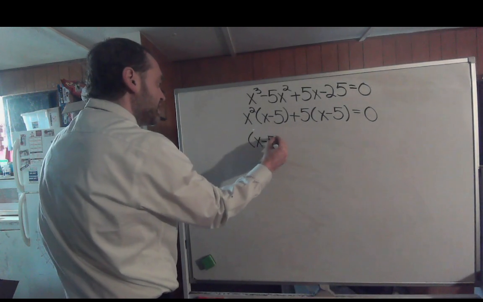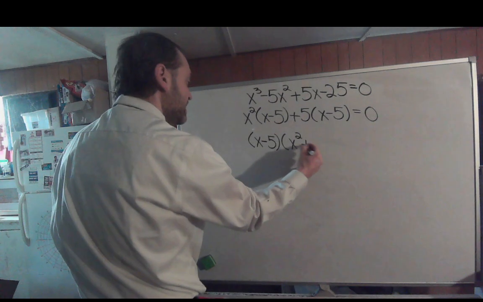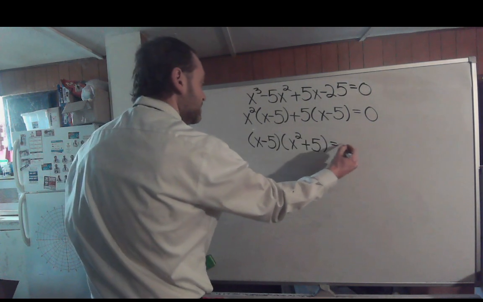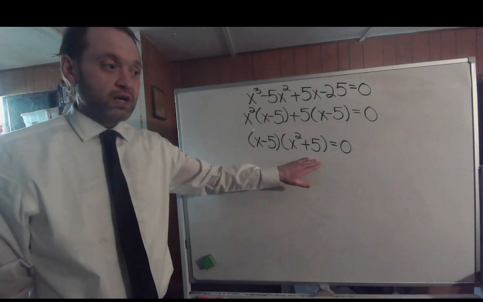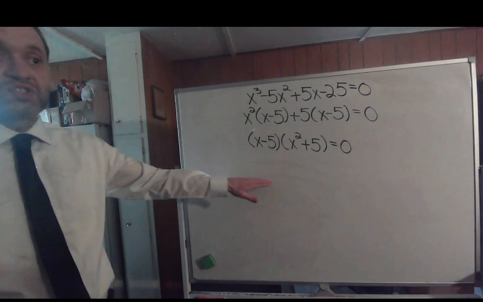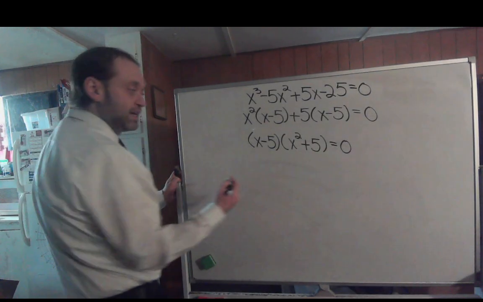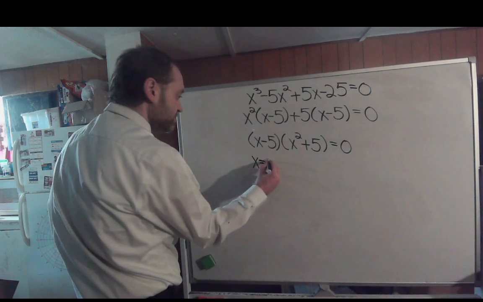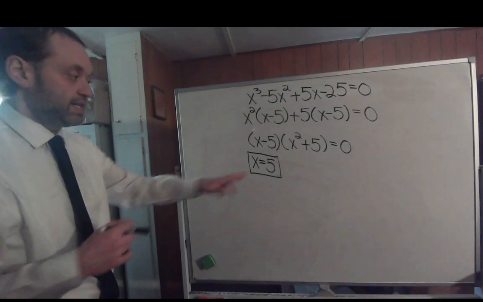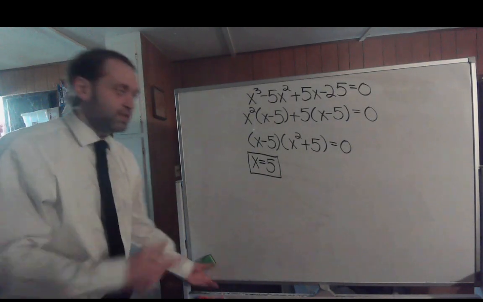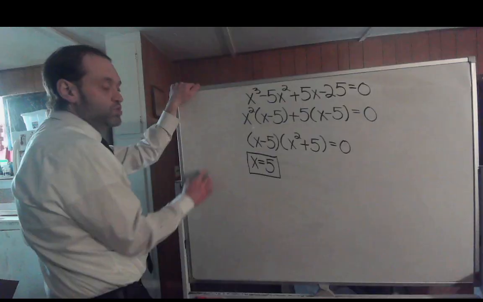This would factor into x minus 5 times the quantity of x squared plus 5 would be equal to 0. Well, the x squared plus 5, the sum of squares, will produce 2 imaginary numbers. We only want the real numbers, so we just take x minus 5, set that equal to 0. That would just give you x equals 5. So the only real solution is that x equals 5. And then we have 2 more in the imaginaries, but x equals 5 is the only real solution.